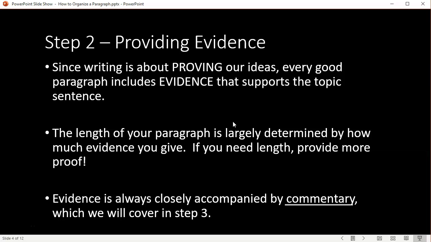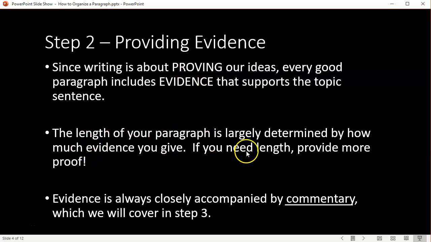Second step in writing a paragraph is to provide evidence. Since writing is about proving our ideas, every good paragraph includes evidence that supports the topic sentence. Evidence can be a variety of things. It could be examples from your own life that might prove something to be true. They could be examples from research, like if you're researching something on the internet. They could be logical arguments. It's really any sort of argument you can make that proves the ideas in your topic sentence.